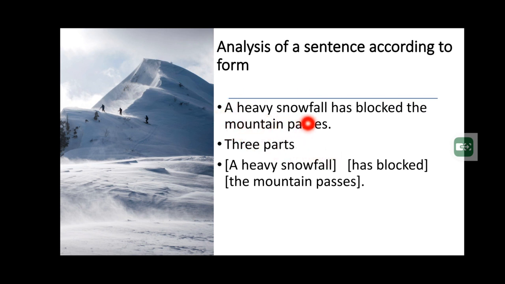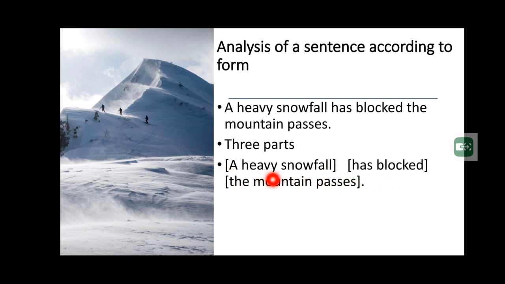A heavy snowfall has blocked the mountain passes. So, the first part is a heavy snowfall, the second part is has blocked, and the third part is the mountain passes. Out of these three parts, the first part, a heavy snowfall, and the last part, the mountain passes, are called noun phrases. And this part, has blocked, is called the verb phrase. So why do we call it a noun phrase and why do we call it a verb phrase?